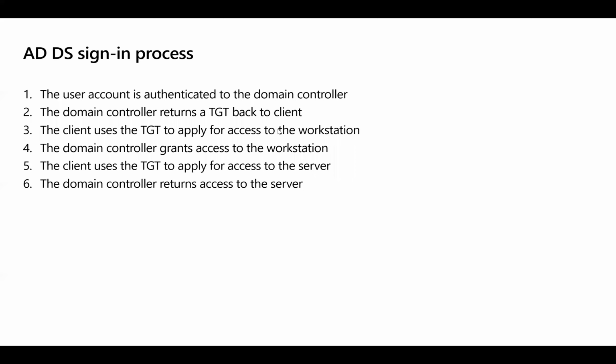So you'll be granted access to your laptop, or server one. Or if you're a member of global security, you'll be granted access to any server within the same domain. Okay? DC will grant access to workstation and any server in the domain. That ticket can be used to access any server within the domain.